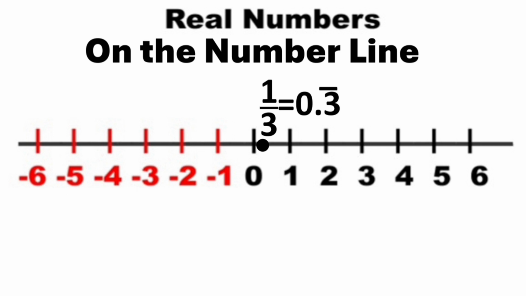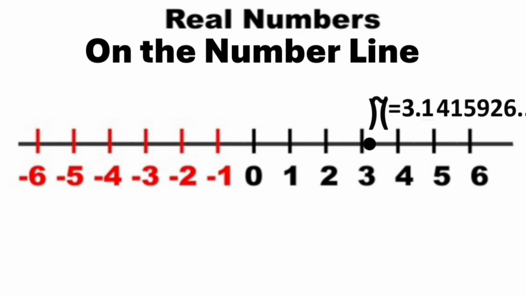Sometimes it's hard to place irrational numbers on the number line since they are non-terminating and non-repeating decimals. They cannot be expressed as a quotient or a ratio of two integers. But we can place them on the number line in an approximate way.